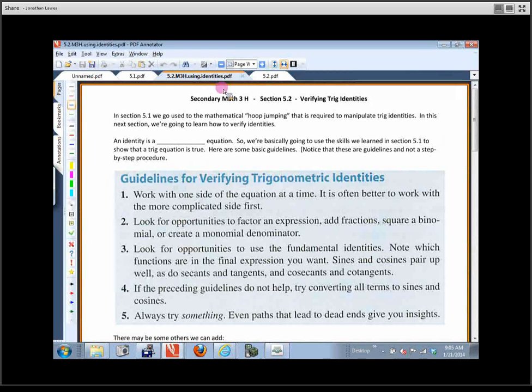Okay, so if you enjoyed the mental hoop jumping, as we called it last time, of manipulating identities and moving them around and coming up with new expressions and things like that, you may enjoy 5.2 because it's on verifying trig identities. But again, if you've struggled with this at all, please come and see me. Please make sure you're asking plenty of questions, because these can be a little bit weird. So what we're going to do is verify identities in this section.